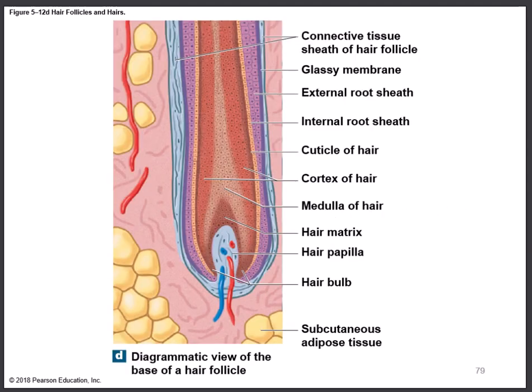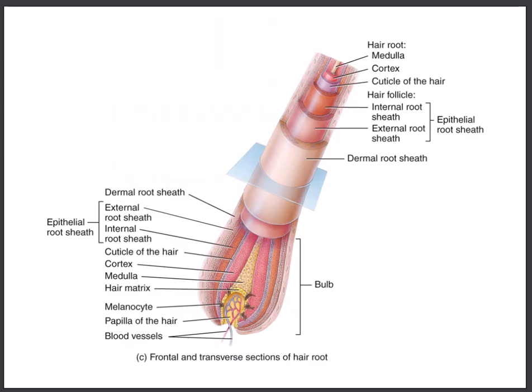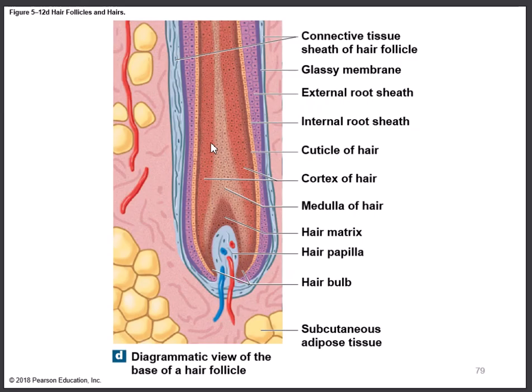Here's another picture showing the same thing, just from a different perspective. This is more of a frontal view. So let's do the three parts of the hair first. These cells in the middle here, medulla. Surrounding the medulla, cortex. The brown line right here, brownish tissue, that is the cuticle. All right, so that's all going to be the hair.